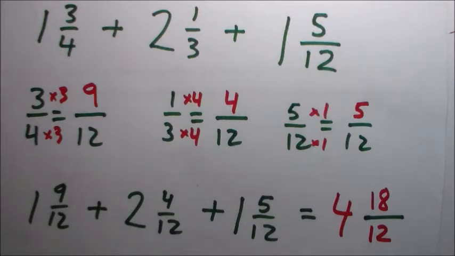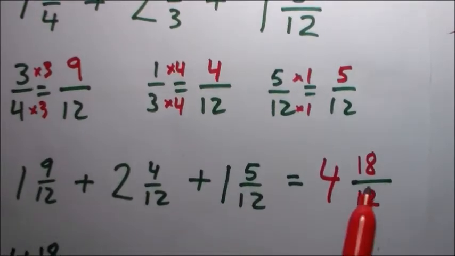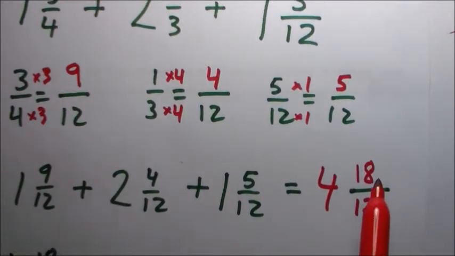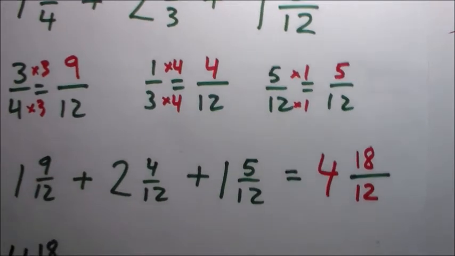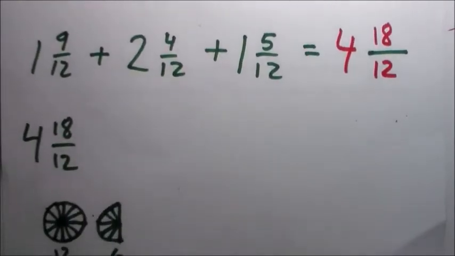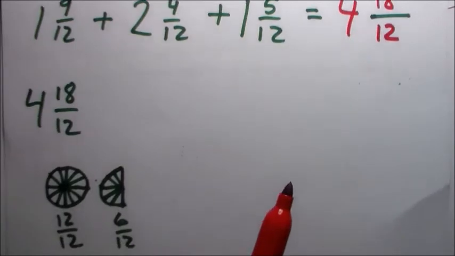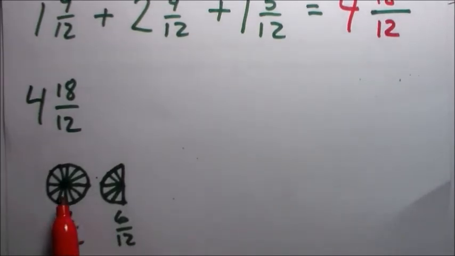The problem is that this is now an improper fraction mixed with a mixed number. 4 18/12 doesn't make any sense. The numerator has got to be smaller than the denominator in a common mixed number, right? Otherwise, this is an improper fraction. We got to deal with it, right? So what do we have? We have 4 18/12, which is, if you have a circle, that would be 12/12, and we have 6 left over because 12 plus 6 is 18.